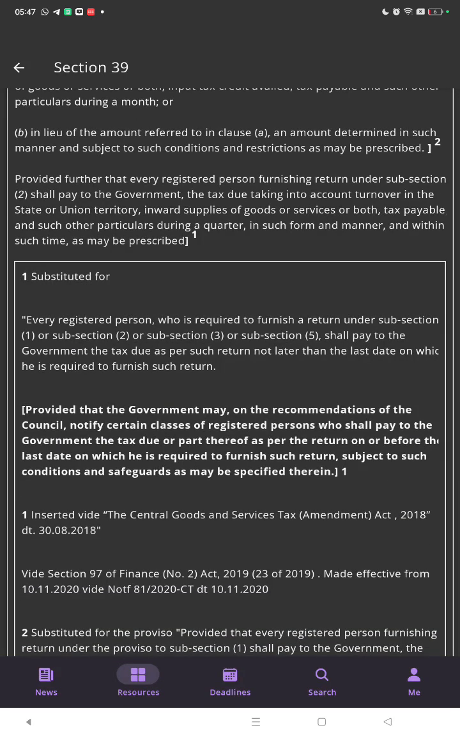Provided further that every registered person furnishing the return under subsection 2 shall pay to the government the tax due, taking into account turnover in the State or Union Territory and inward supplies of goods or services or both, tax payable and such other particulars during a quarter, in such form and manner and within such time as may be prescribed.